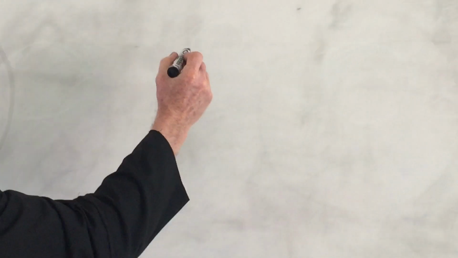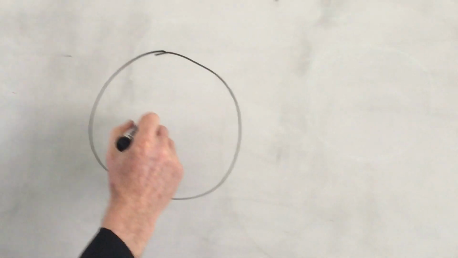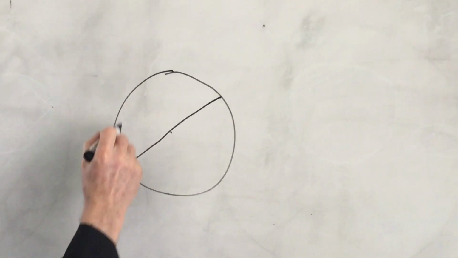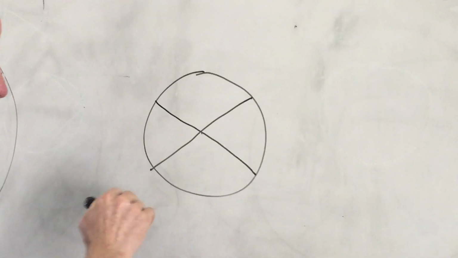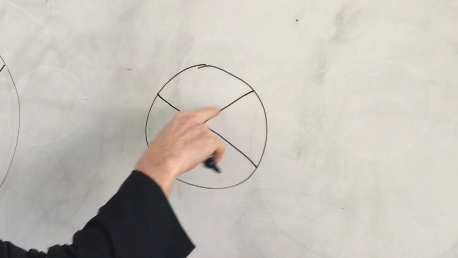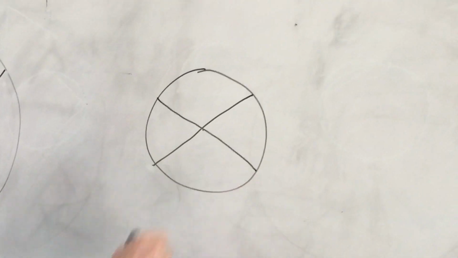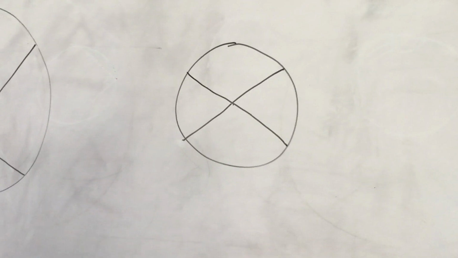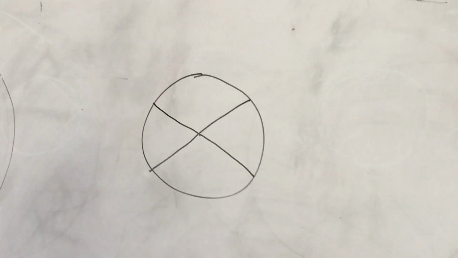I forgot to do this one. If they cut each other at the center, that's easy. The rectangle contained by this and this is equal to the rectangle contained by that and that, because this and this and this and this are all equal, because they're radii of the same circle.